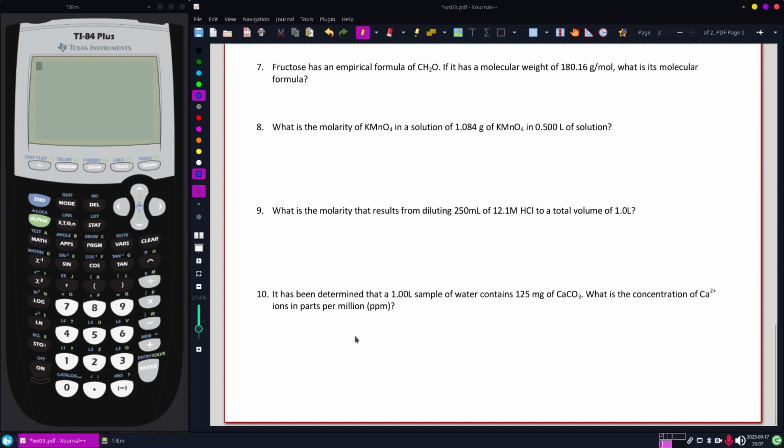Alright, we're looking at question 10. It has been determined that a 1 liter sample of water contains 125 milligrams of calcium carbonate. We want to use that to find the concentration of calcium ions in parts per million.